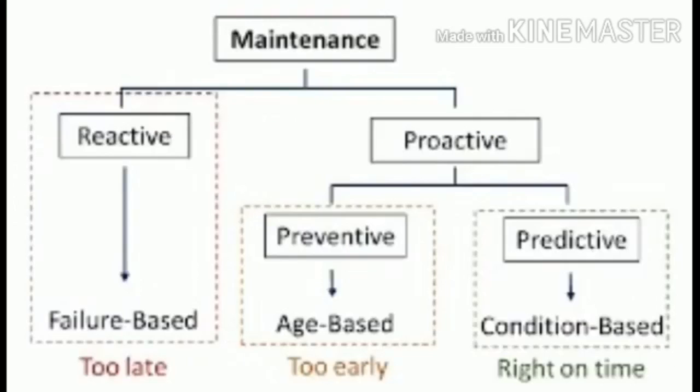Reactive is failure based and it is too late, and we use it in case of emergency or for the least critical item. Preventive, it is age based. We can say it is too early, and we use it for very critical machinery or equipment that plays the most important role in operations. At last, we have predictive, it is right on time. We use it when maintenance is too costly and the equipment or machinery is also critical at the same time.